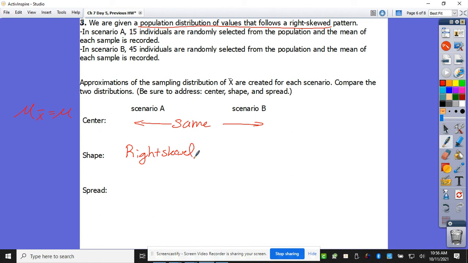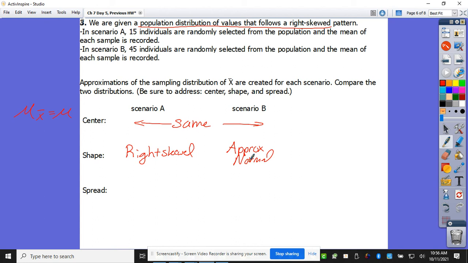As I take bigger samples, so if I've gotten all the way up to 45, am I still going to follow the shape of the population distribution? It's going to become what instead? More specific? So go ahead and go all the way to say approximately normal, even though what you guys are saying is right, that's just more specific.